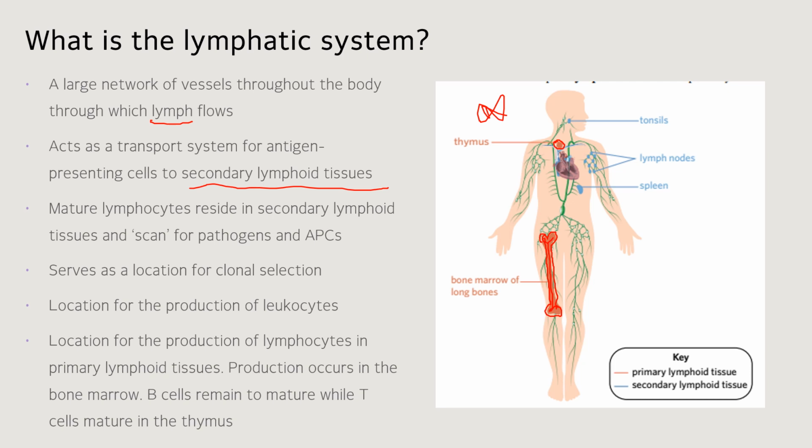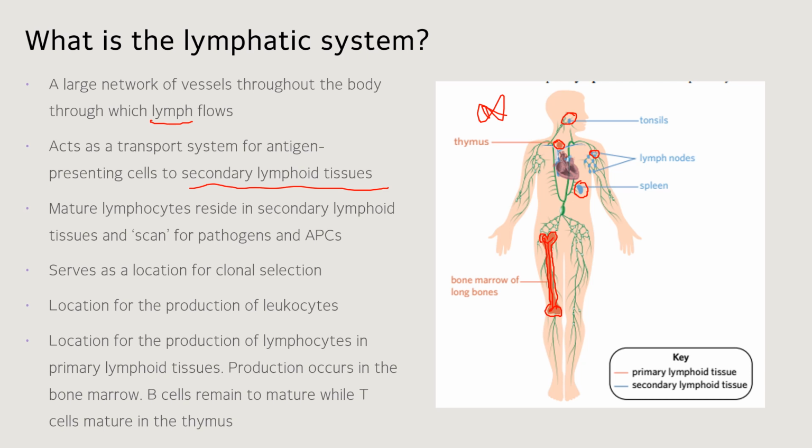We also have a bunch of secondary lymphoid tissues, shown in blue. Things like the spleen, tonsils, and lymph nodes. This is where all of our scanning and surveillance and antigen presentation, clonal selection, all of those things we've been learning about happen in these secondary lymphoid tissues. So primary lymphoid tissues is production and maturation. Secondary lymphoid tissues is where all of the action happens.